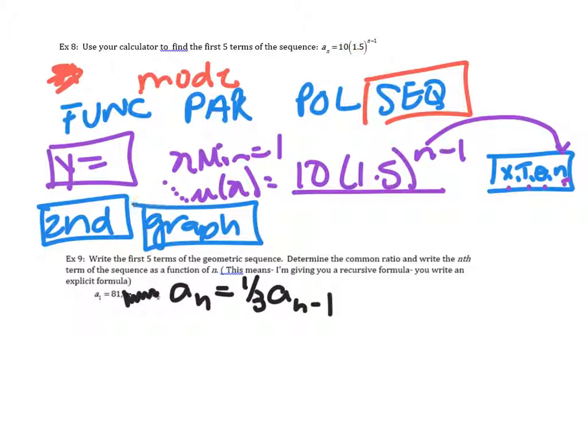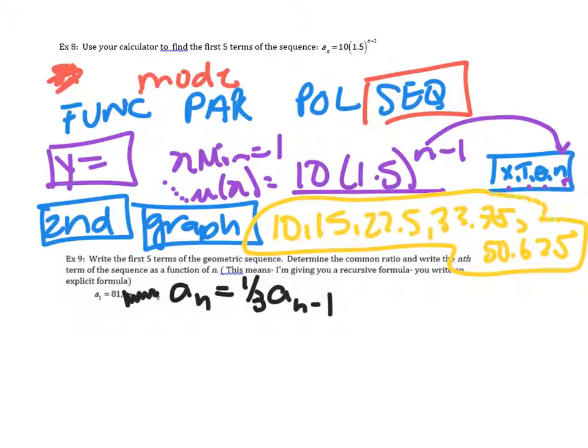And you'll go into basically your table, and you can get your next numbers, which are going to be 10, 15, 22.5, 33.75, and 50.625. There are my values for that.